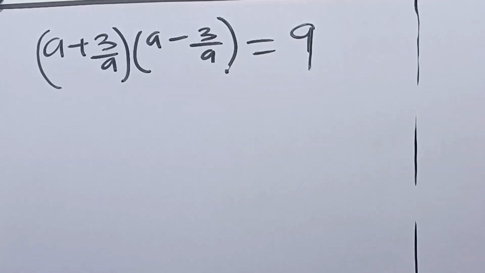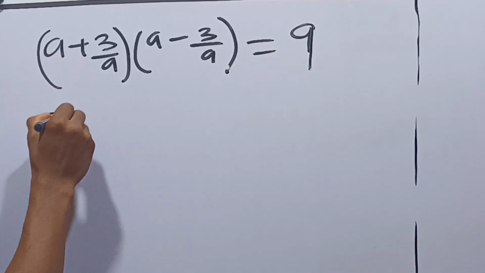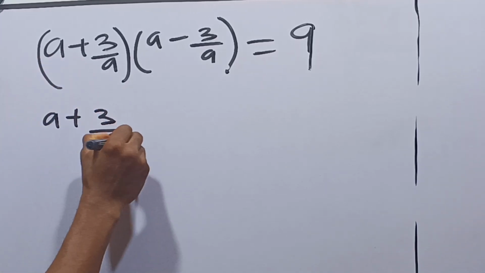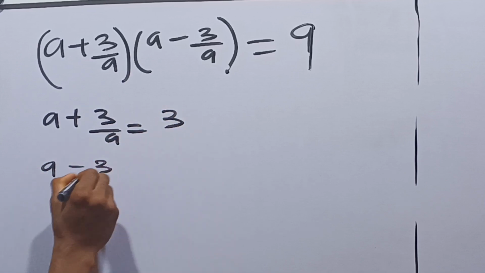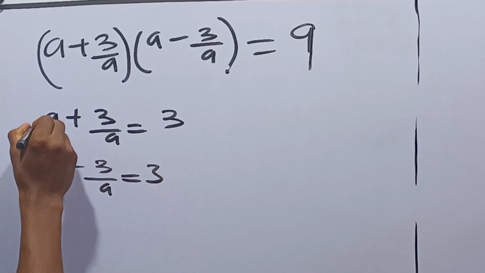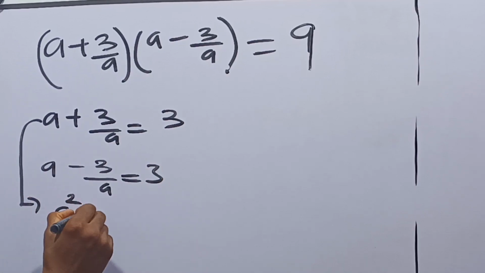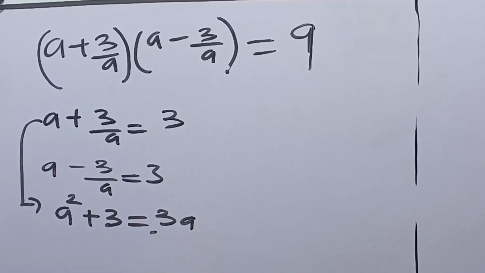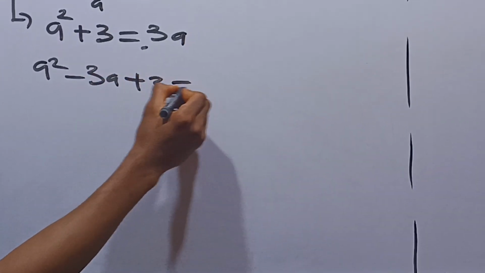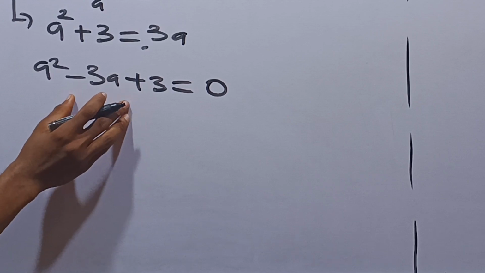So for our first condition, we can say let this be equal to 3. So let a plus 3 over a be equal to 3, and a minus 3 over a equals 3. From here, let us pick one of them and solve. We have a times a is a squared plus 3 is equal to 3 over a, sorry, 3a rather. Now, a squared minus 3a plus 3 is equal to 0. So we'll solve this quadratic equation completely.